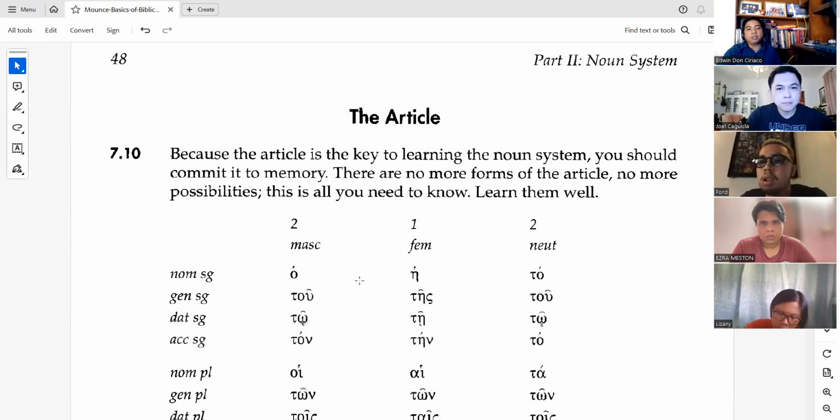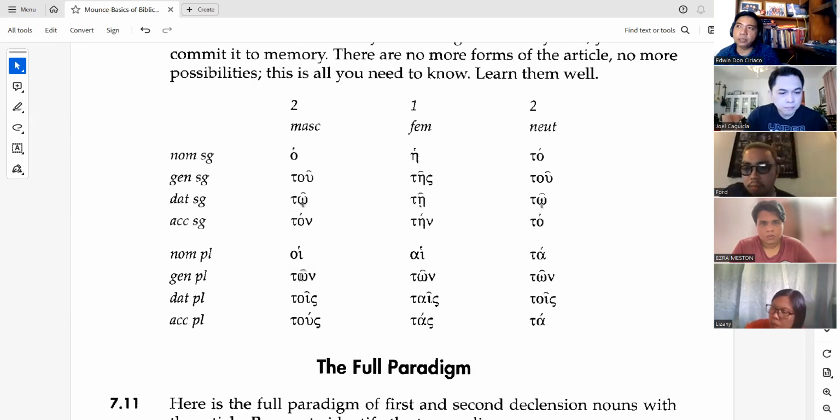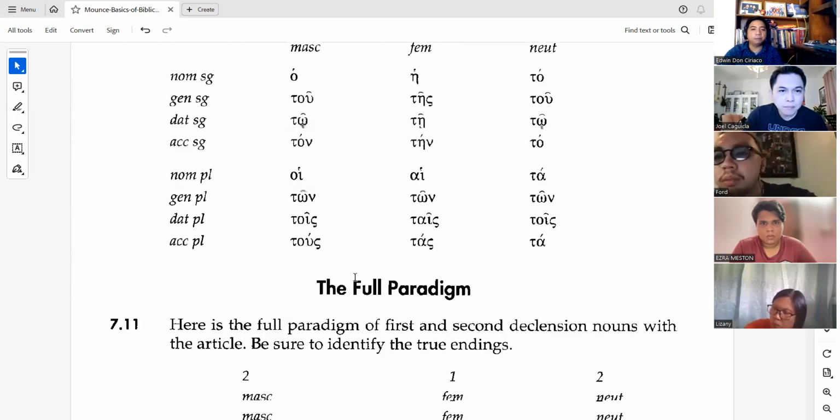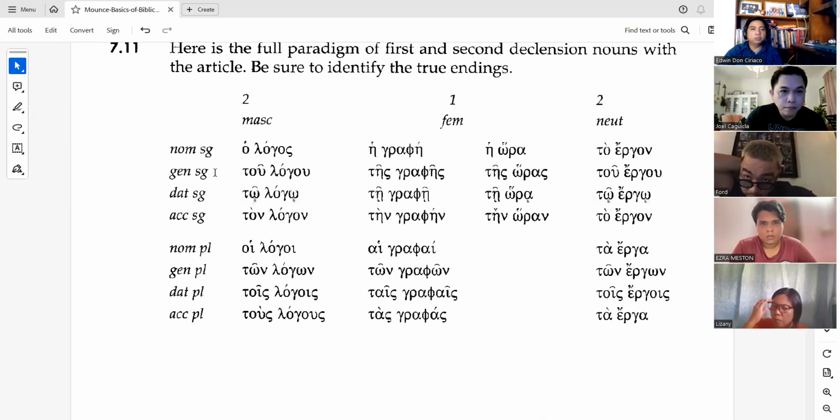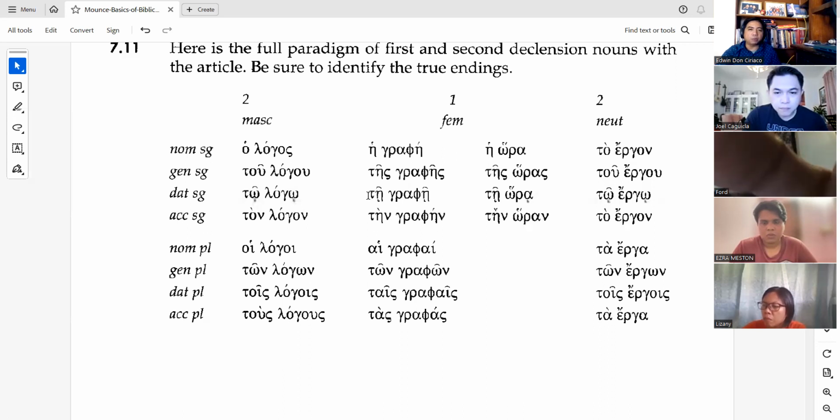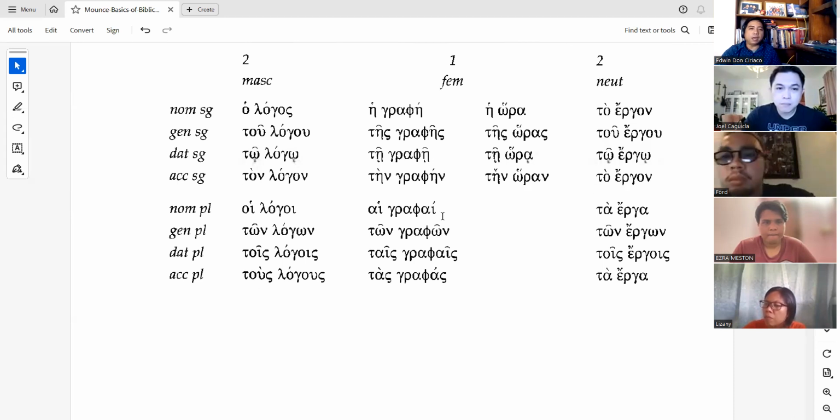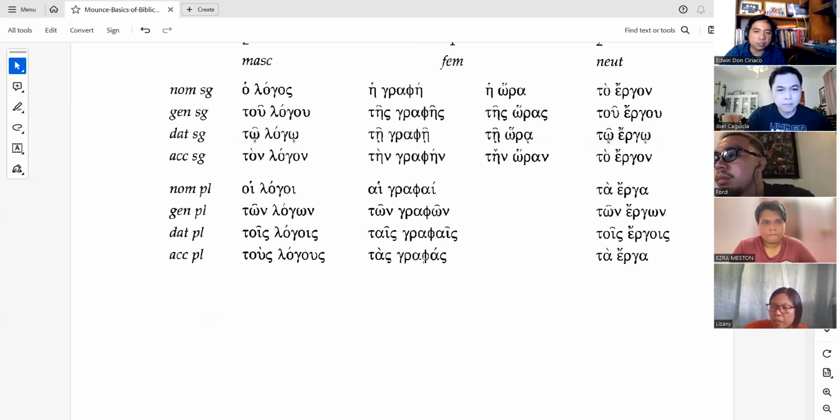So the definite article and the noun it is trying to describe have the same ending. Okay. Ho logos, ton logon, hoi logoi, ton logon, tois logois, tous logous; he grape, tes grapes, te grape with the iota subscript dative; ten graphen, hai graphai, ton graphon, tais graphais, tas graphas.